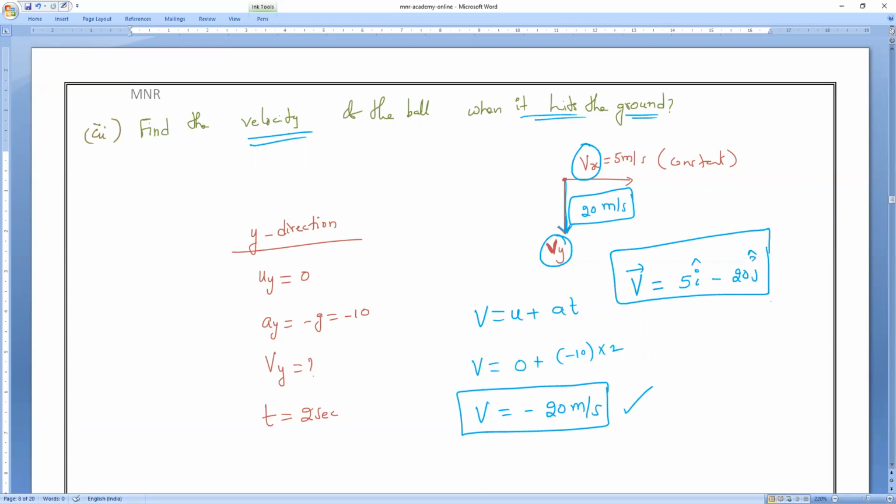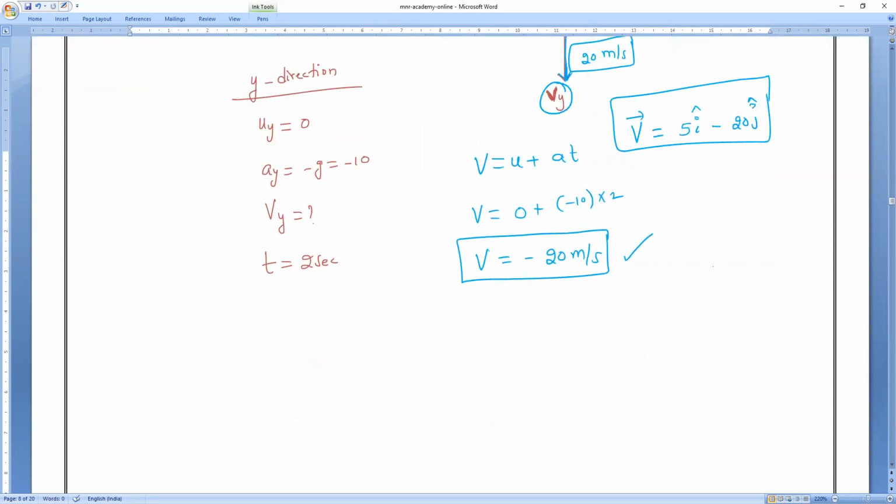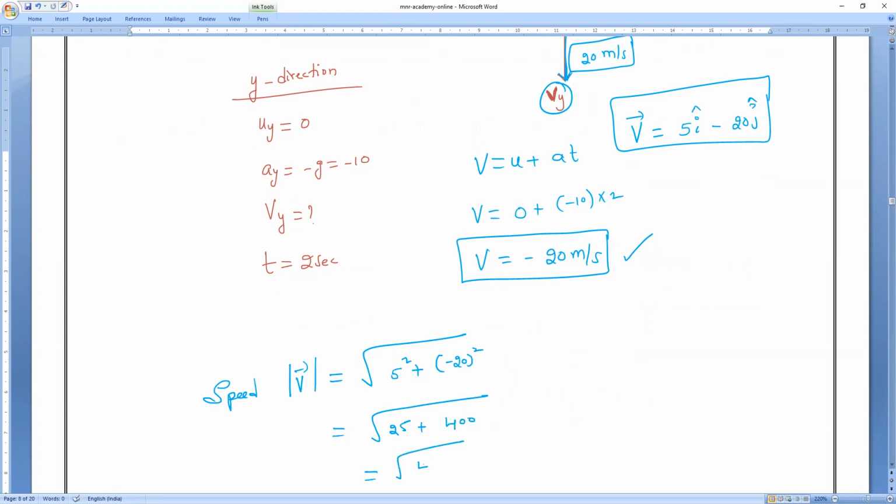So if they ask for velocity, represent it in vector form. If they ask for speed, then speed is equal to root over 5 square plus minus 20 whole square, which is 25 plus 400, equals 425 meter per second. So that is the speed. Any doubt? Anybody? Clear?